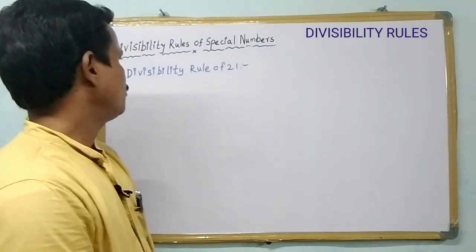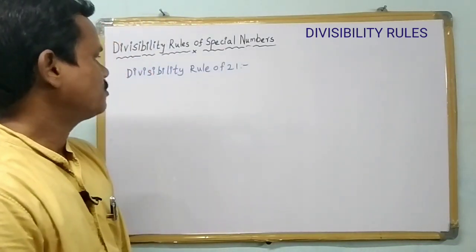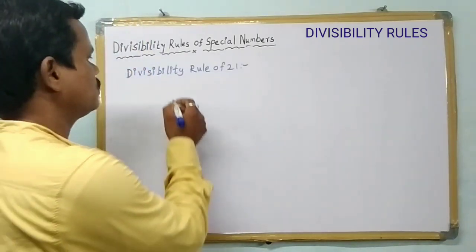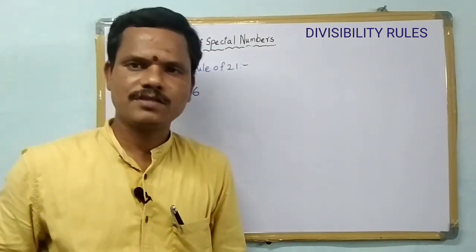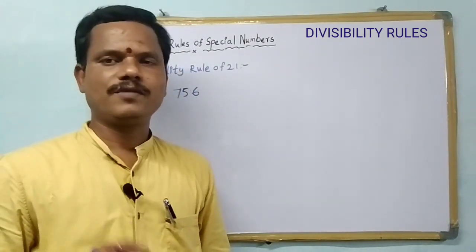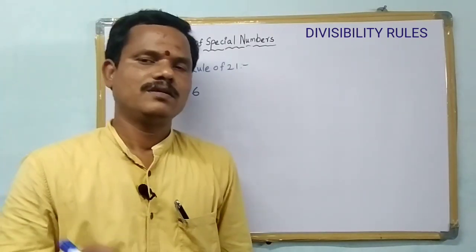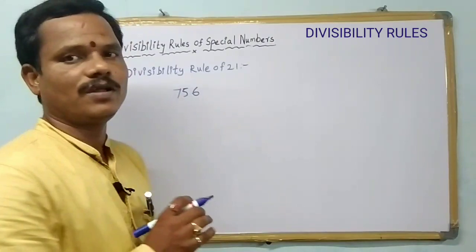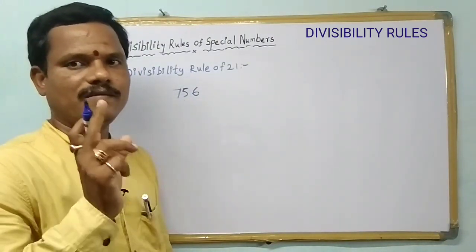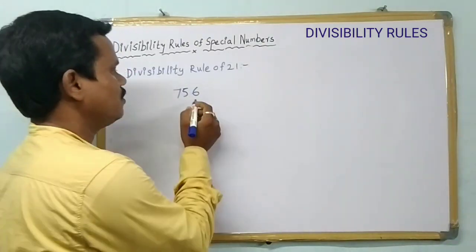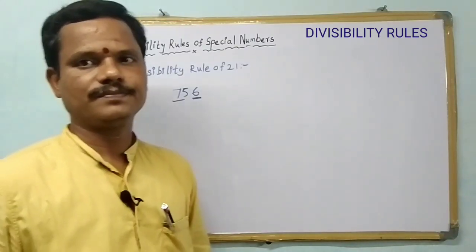Next, divisibility rule of 21. So I am explaining with one example. 7, 5, 6. I am taking 7, 5, 6. Check whether it is divisible by 21. Is it divisible by 21 or not? Same procedure. What is the step 1 here? Divide it into two parts. The given number is divided into two parts. One is the unit digit number taken as first part and the remaining digits are the second part.